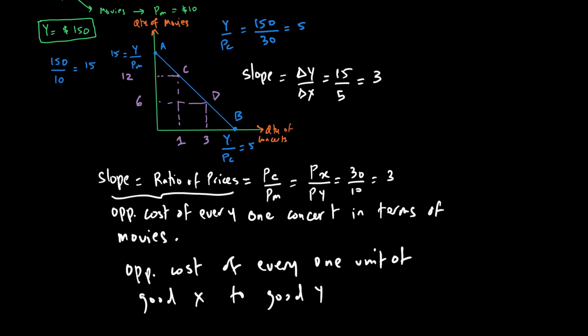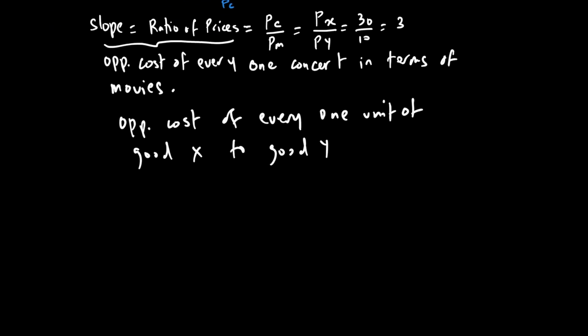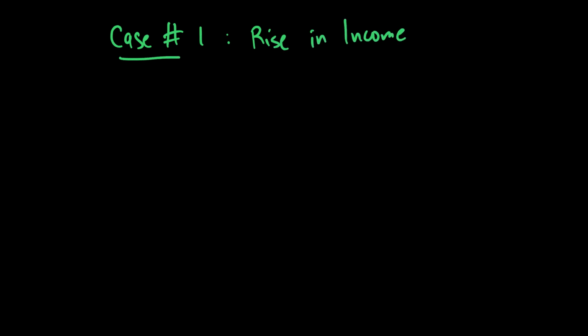Now the next discussion is how different changes of income and prices can affect my budget line. The first case is a rise in income. Let's write this. Case number 1 is a rise in income. A rise in income will make my budget line shift to the right in a parallel manner.